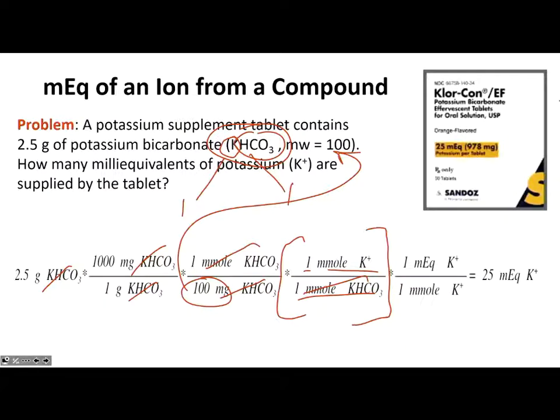So last, to calculate how much electricity comes from that amount of potassium, I multiply by its valence, which again is 1, so I just multiply by 1 milliequivalent. So my millimoles of potassium cancel, and my final answer will have units of milliequivalents of potassium. You do the math all the way across, and you get 25.